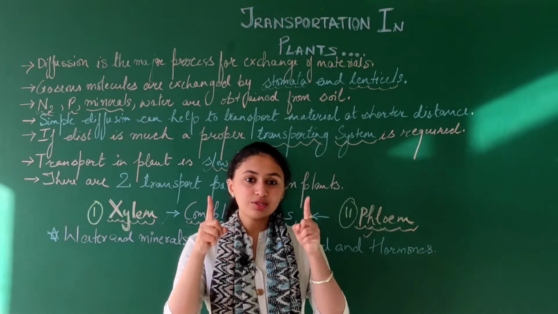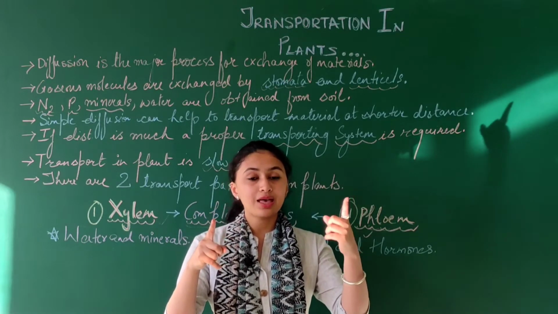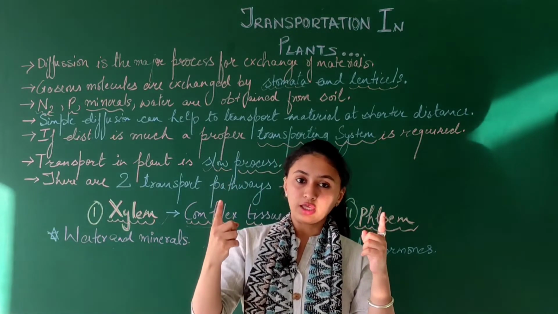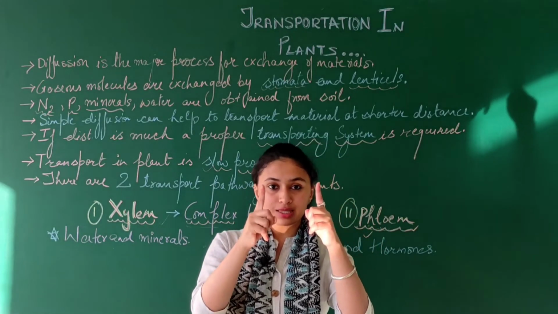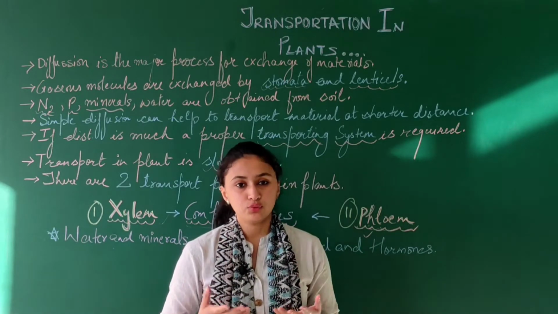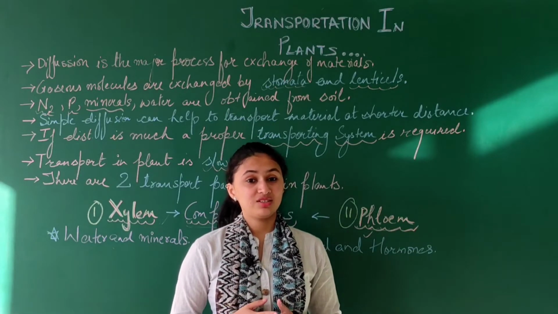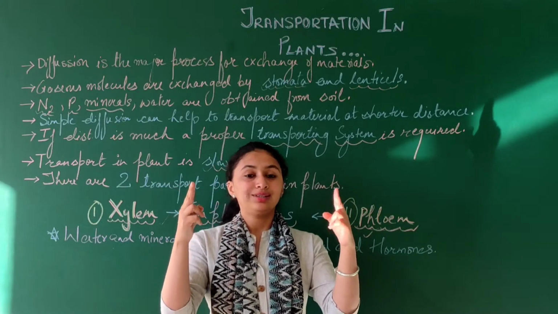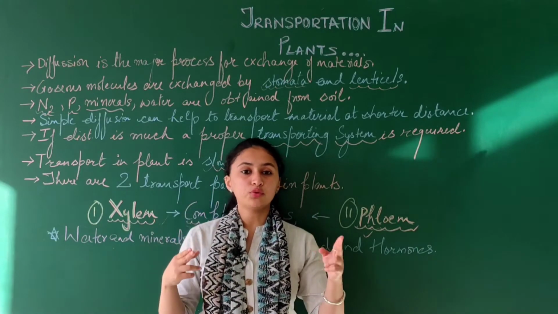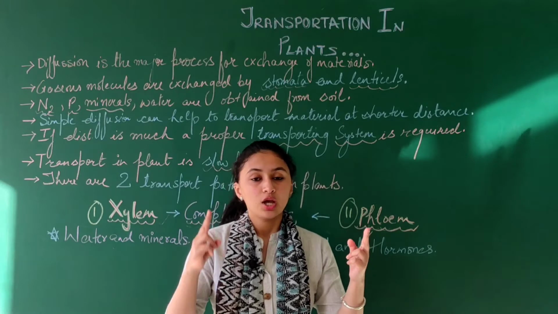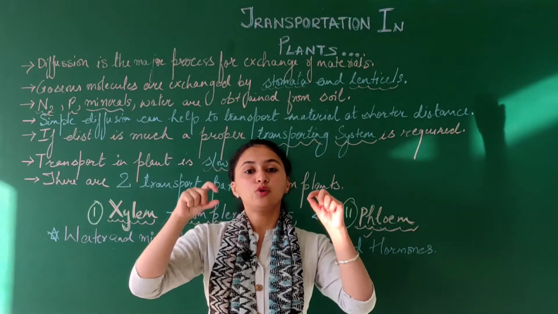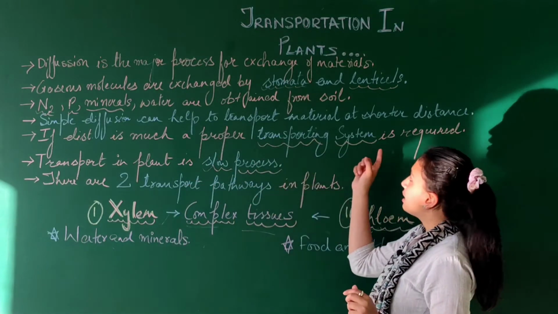If the distance between the place where the food has been produced and the place where it has to be utilized is very less, this distance can be covered by the help of simple diffusion. But if the distance is very long, or it takes time, then this transportation of food from the place where it is produced to the place where it has to be utilized is done through a proper transporting system.